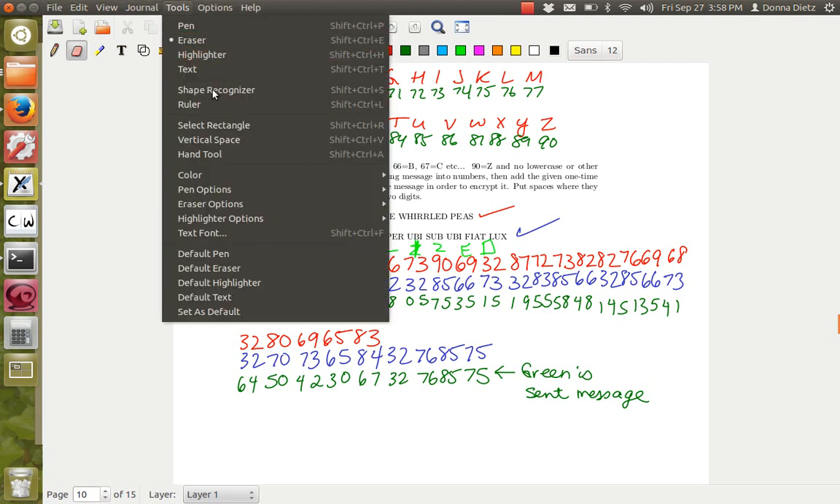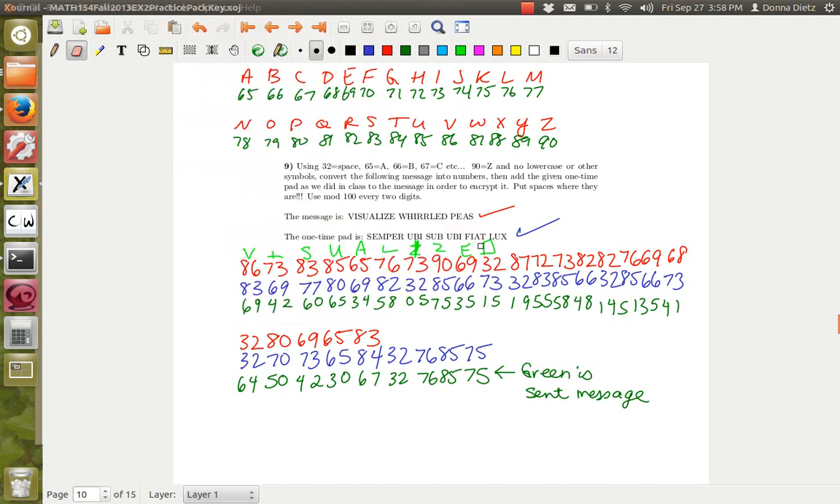Tools, erasure option. I want to get rid of this. This is distracting me. Sorry about that.